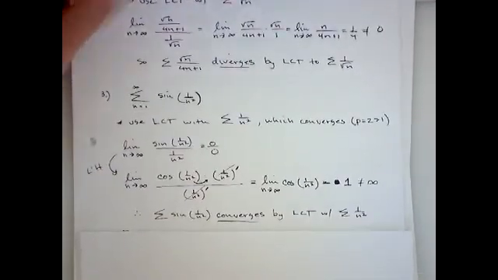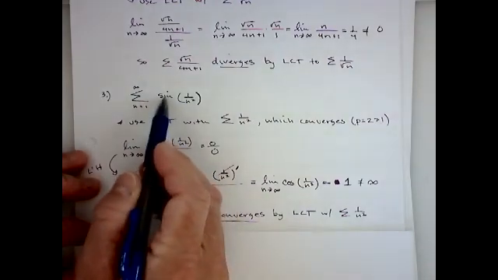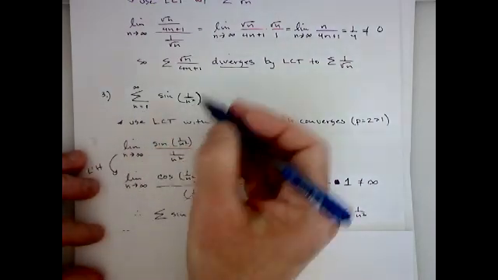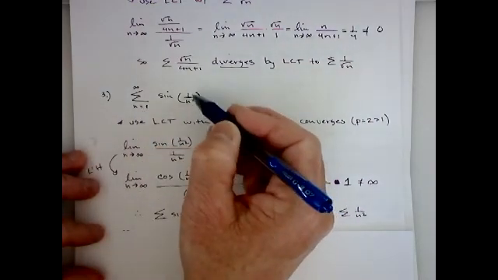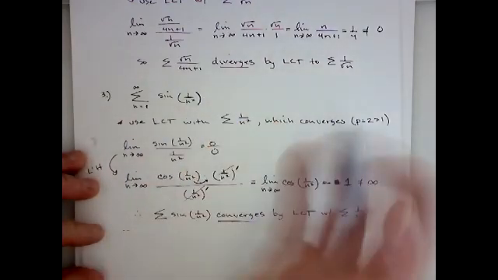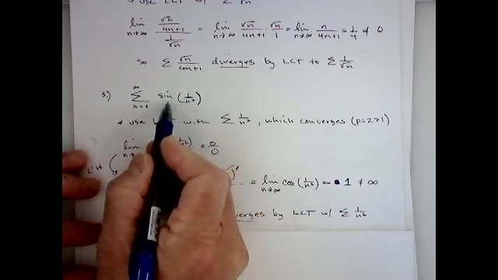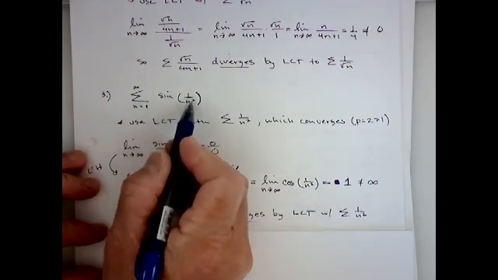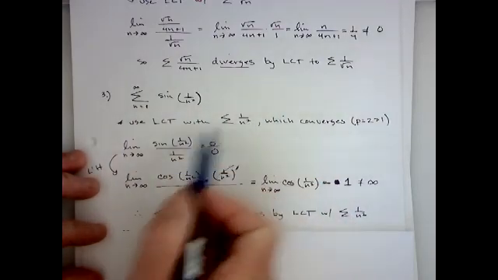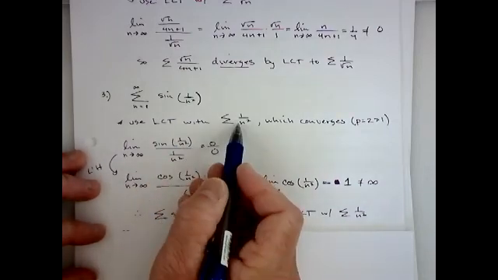Now, sometimes it's not always apparent what to compare it to. This is no longer powers of n. Remember, for this one, I would run through all my other tests. If I took the nth term test, 1 over n squared would go to 0, and the sine of 0 is 0, so the nth term test would fail. Sometimes there's hints in the problem. I see 1 over n squared, which I know is a p-series that converges. So let's see what happens if we do a limit comparison test with 1 over n squared.